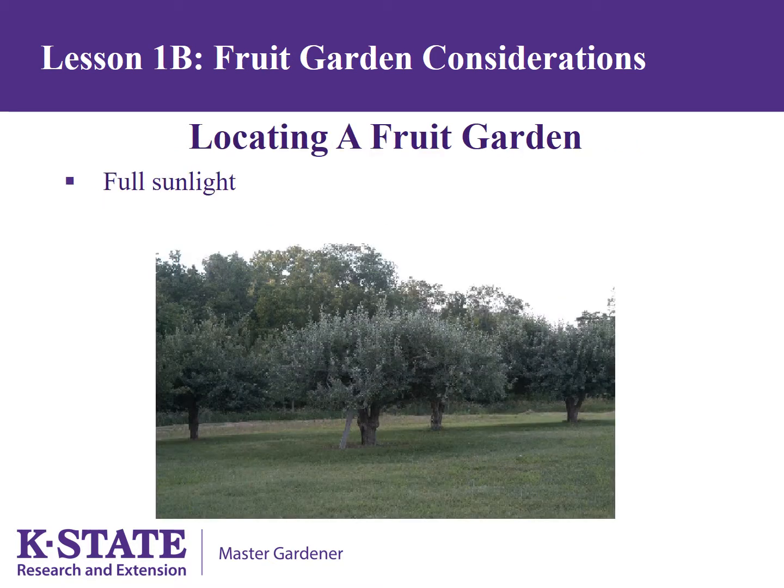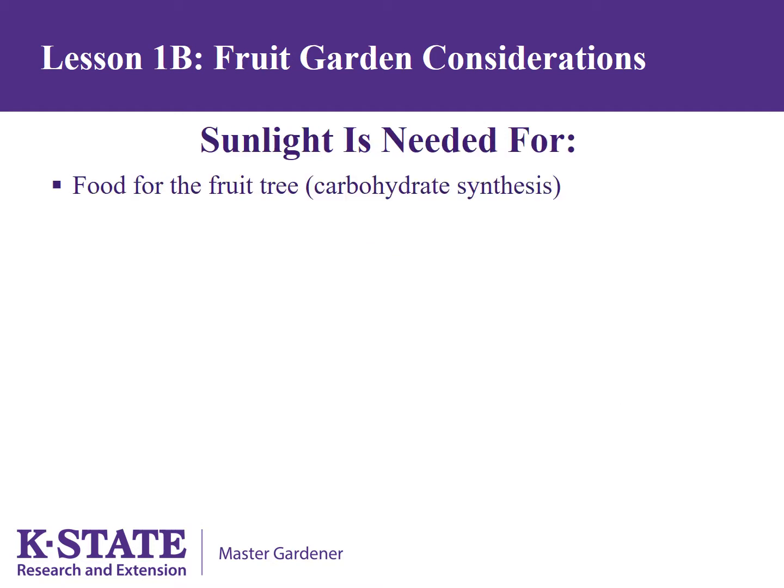Most fruit plants do best under full sunlight. If that is not possible, provide as much sunlight exposure as possible. Most fruit plants need a minimum of 6 to 8 hours of full sun a day to produce an acceptable fruit crop. Sunlight is needed for the tree to produce food for the fruit tree. Remember, photosynthesis makes sugar, which the plant uses for energy, that allows the plant to function, grow, and produce fruit. Sugar is also what gives the fruit its sweetness.